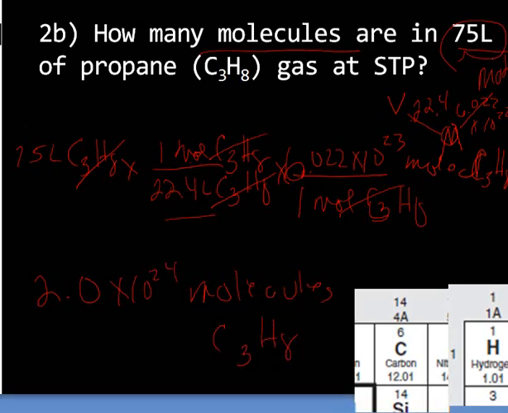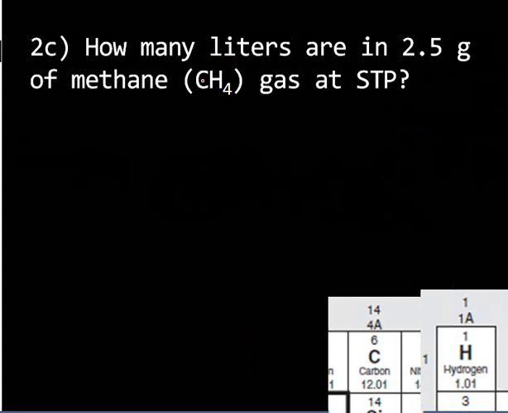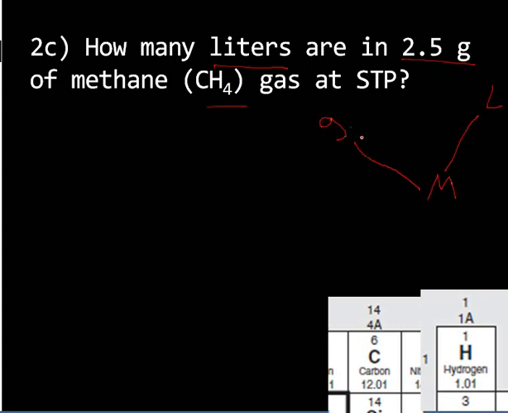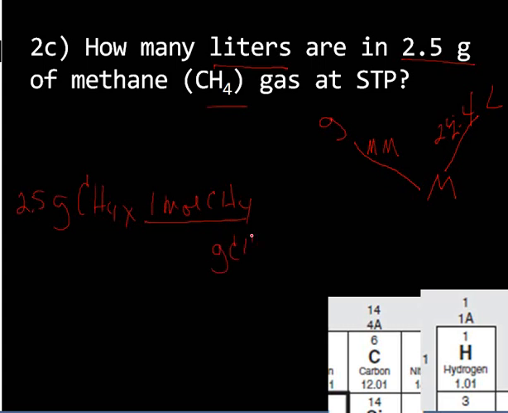Okay, let's try another one. In this case I want to know how many liters are in 2.5 grams of methane, CH4. So I'm starting with grams. I've got to go to moles, and then when I get moles, I can go to liters, right? Grams to moles is going to involve my molar mass. Moles to liters is going to involve 22.4. So I'm starting with 2.5 grams of methane, CH4, and what I know is 1 mole of CH4 is some number of grams of CH4.